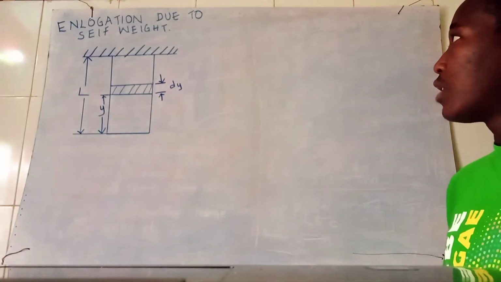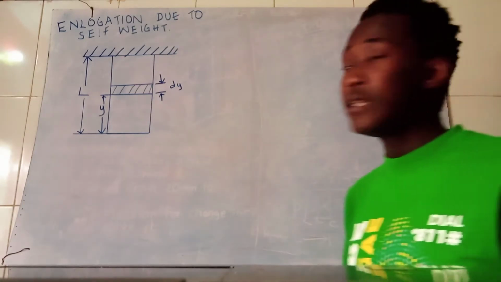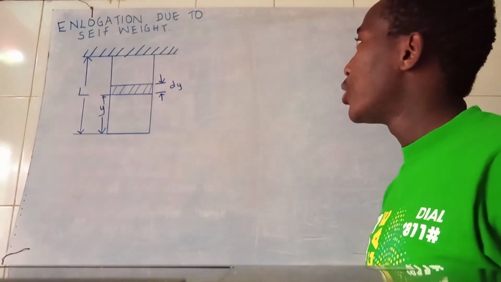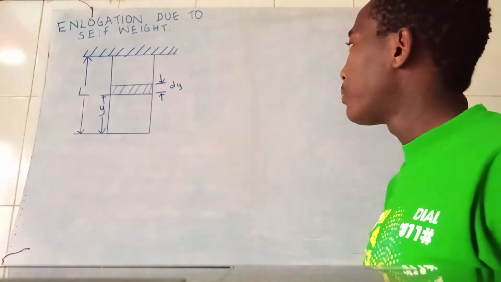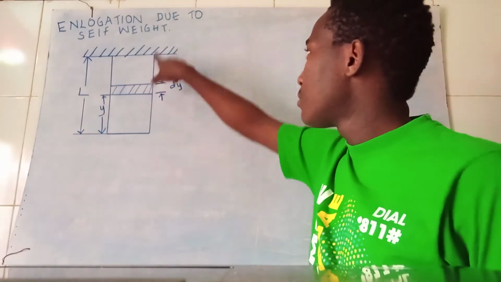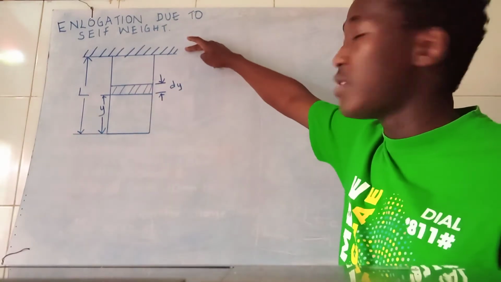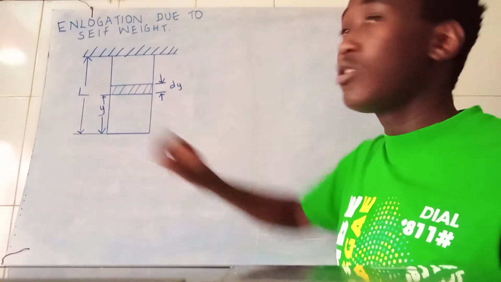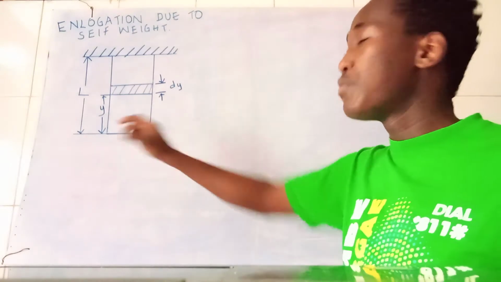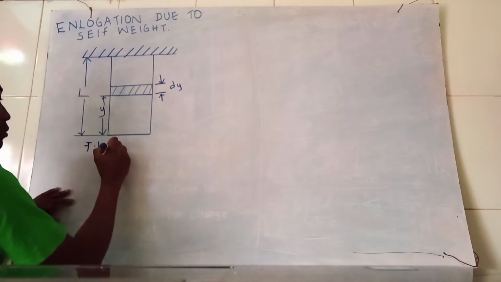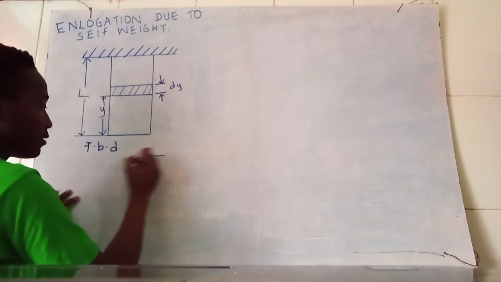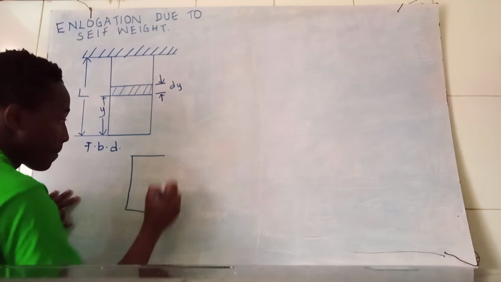Today we are going to cover a topic on mechanics of solids, and we're going to look at elongation due to self-weight. In this example, I have a body that is suspended from a fixed place. I'm going to start by drawing the free body diagram of this sketch. So the free body diagram, I shall have that.